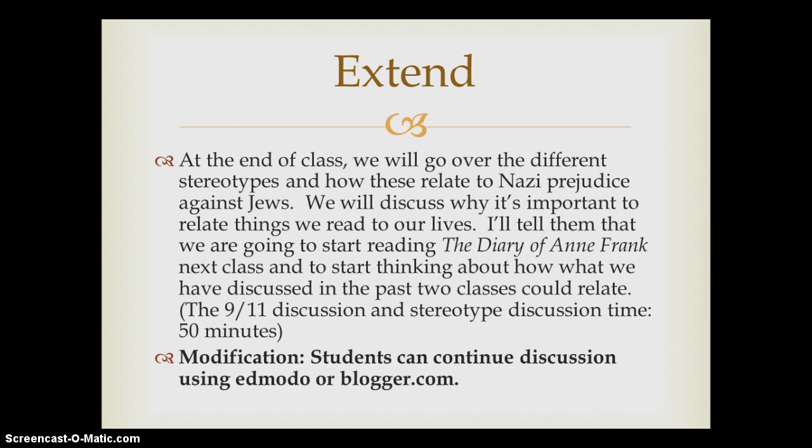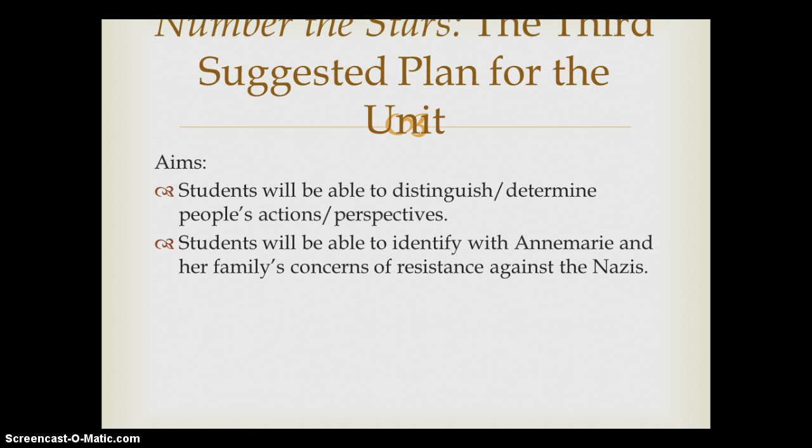And again, we would also close with just going over different stereotypes and why it's important to relate things we read to our lives and make connections. And again, we can continue discussion using Edmodo or Blogger. So getting into Number the Stars, we would continue to be able to distinguish, determine people's actions and perspectives, and identify with Anne Marie and her family's concerns of resistance with or against the Nazis.